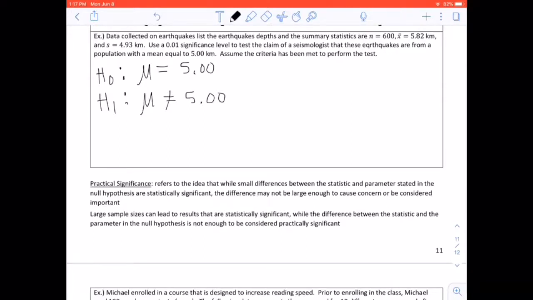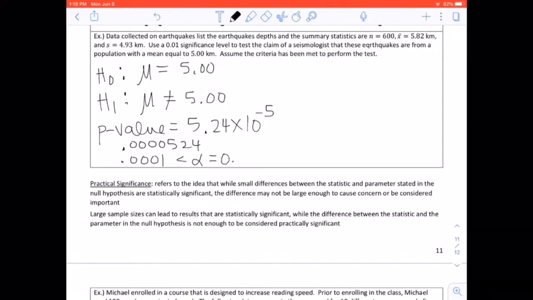So from our calculator, we get a p-value equal to 5.24 times 10 to the negative fifth, which if we rewrite this and move the decimal place 5 times to the left, we have 0.0000524, which is going to round to 0.0001, which is less than alpha equals 0.01. And this means we're going to reject H naught.